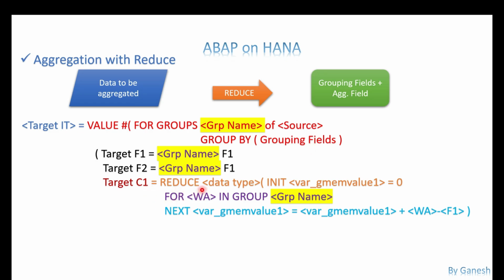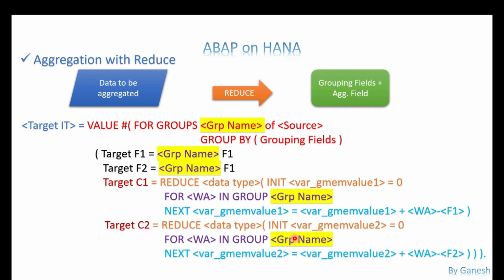So directly C1 equal to reduce, everything else is the same. Initialize, you have a member variable, then a for loop, and then next. So this is pretty simple. And if you want to add one more, the same thing can be added for the second consolidated field also. You can use it like this: C1, this one, and C2, probably a different field. In this example, I'm going to use quantity and net price. So this is the simplified syntax of reduce that gives the consolidated value for more than one field as well.